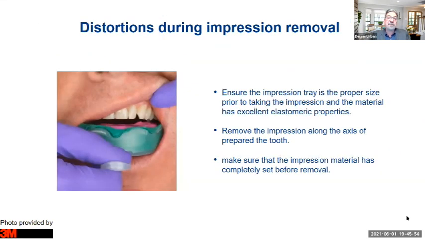And there have been distortions during impression removal. You want to ensure the impression tray is the proper size prior to taking the impression of the material, and the material has excellent elastomeric properties. And then you're going to remove that impression along the axis of the prepared tooth. Don't try to go tearing in different directions, because you're going to be distorting that impression. And make sure that the impression material is completely set before removing the impression tray.